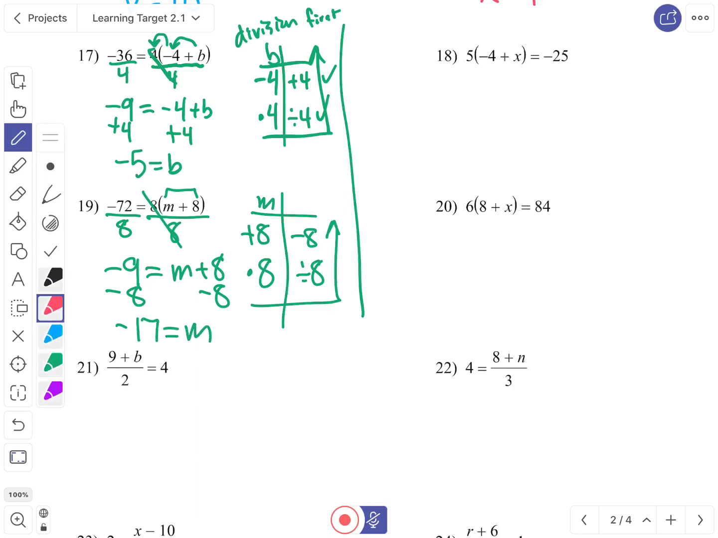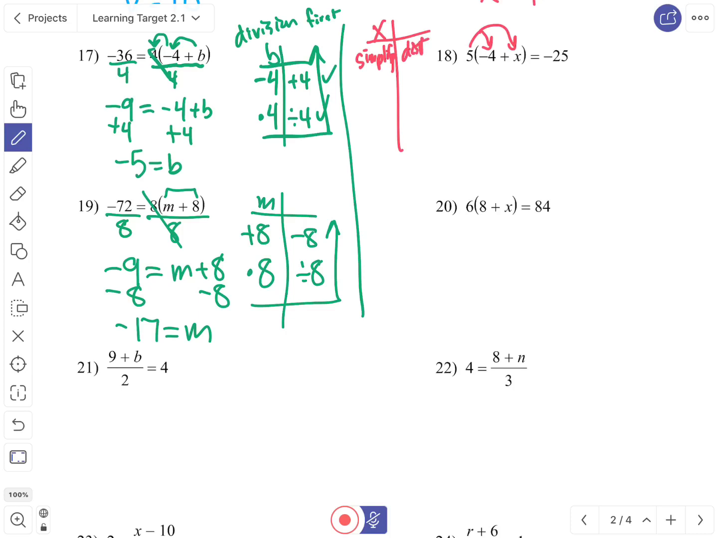Now, another way we can do it is to use distribution, okay? That's when we take this number out here and we multiply by both inside of it, okay? So if I'm doing this, the idea here that I'm doing first is I needed to simplify by using distribution, right? So 5 times negative 4 is negative 20, plus 5 times x is 5x, equals negative 25. Now I can say what's happening to x.